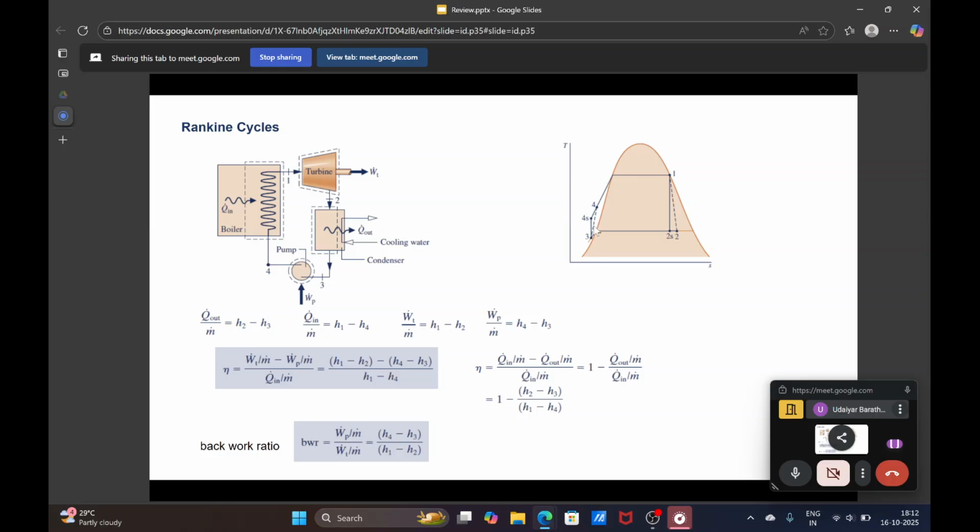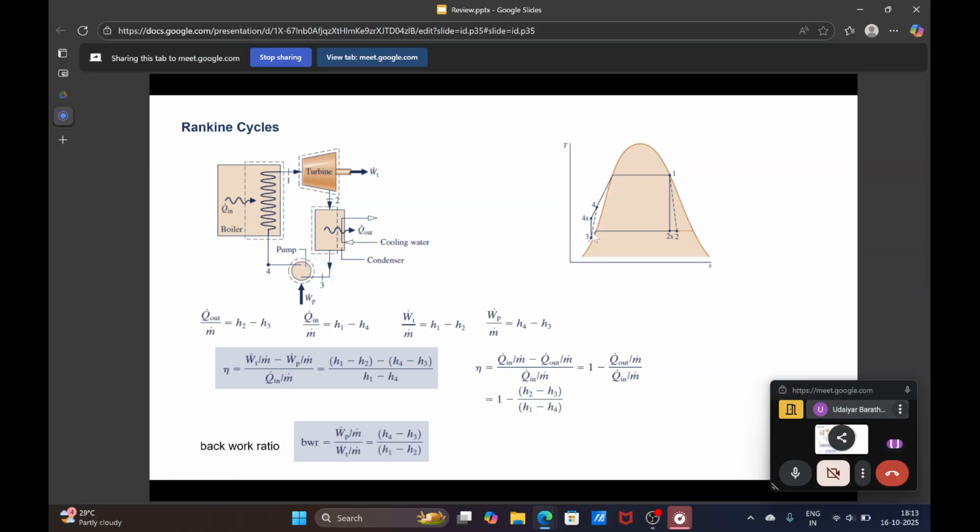So the work done in case of pumping the fluid to a higher pressure is negligible, because work done is V delta P. So your specific volume of liquid is much lower compared to gases. So your work done in pumping the fluid to higher pressure is lower for the Rankine cycle compared to a Brayton cycle. Otherwise the process remains the same. The only change is the Brayton cycle operates as a gas power cycle, and this is your vapor power cycle.